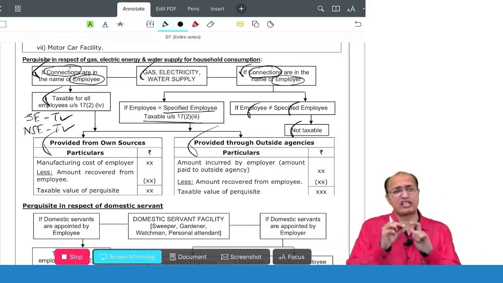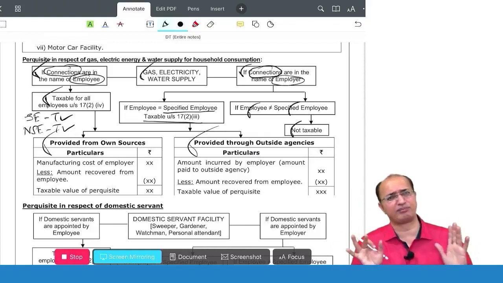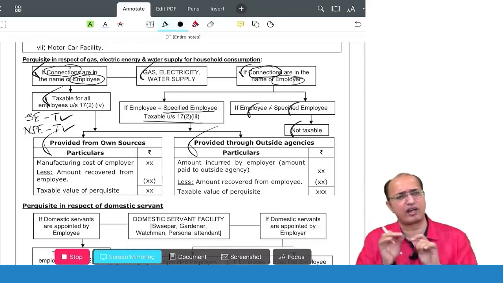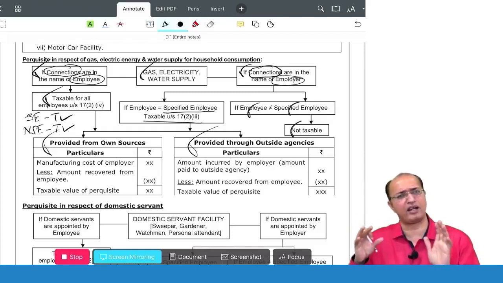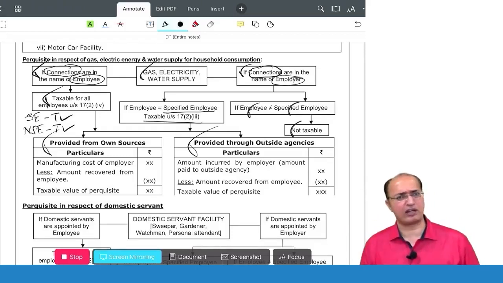If this facility is provided from own sources, see, the perquisite value is very simple: amount incurred by the employer minus amount recovered from the employee. This will be applied at more than 80% of the places. Here also we have to apply that only.